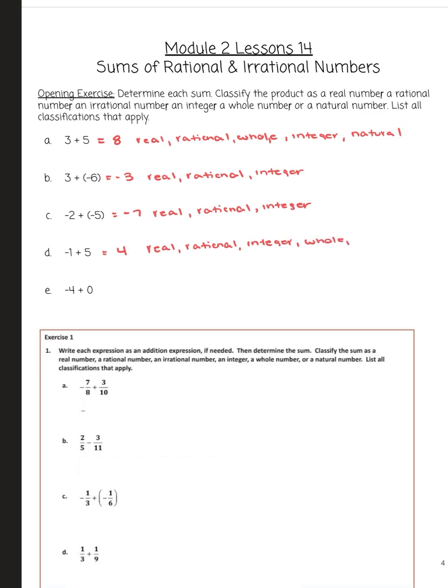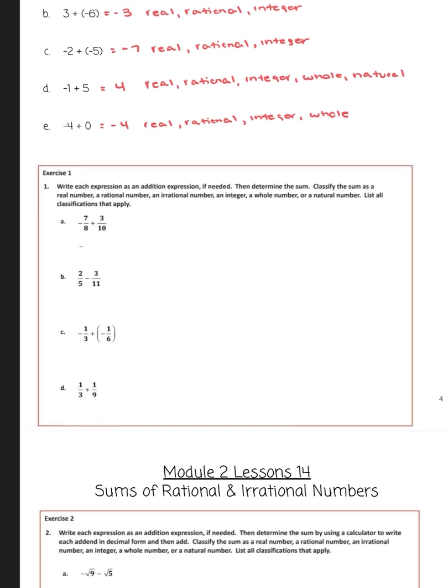It is a whole number, and it is also a natural number. And then for E, we have negative 4 plus 0, which is going to give me a negative 4, which is real, rational, integer, and whole.